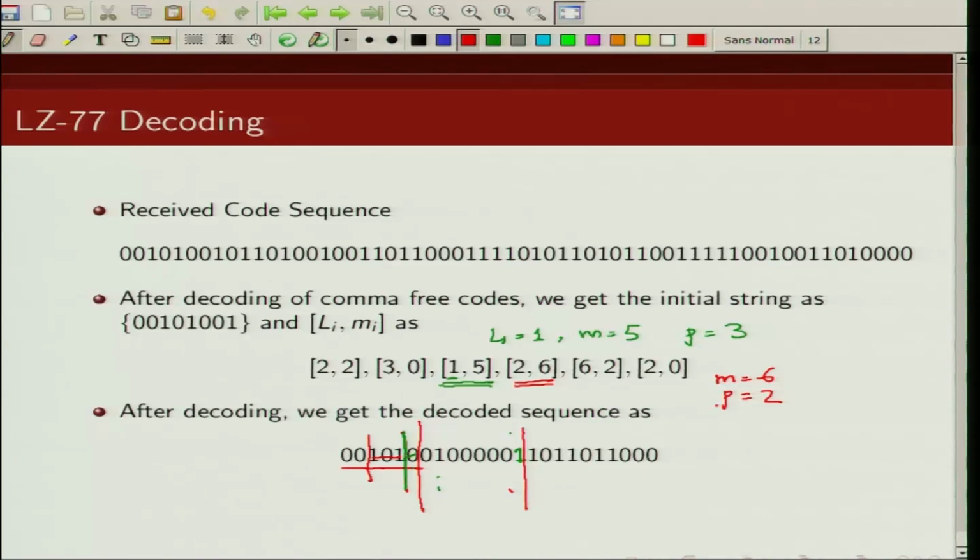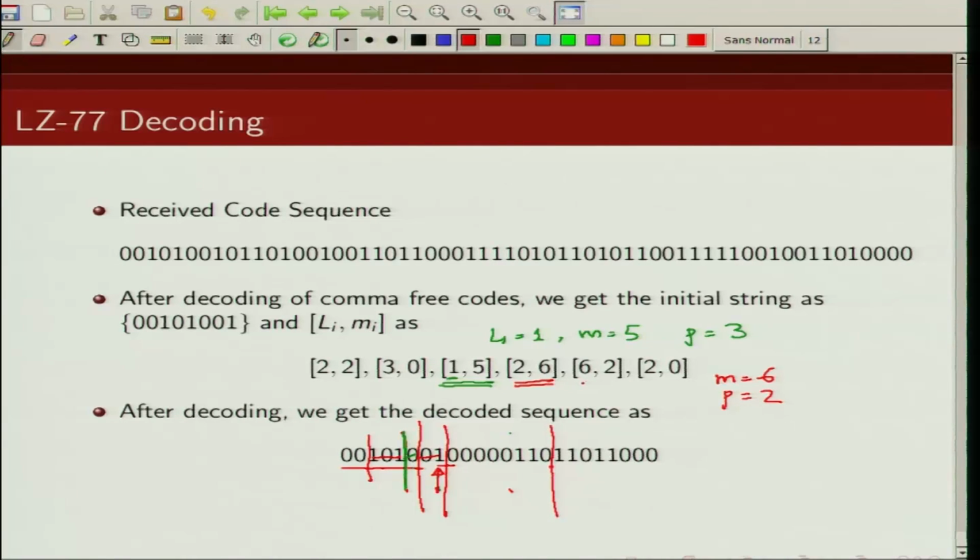So if you look at P equal to 2, that is this, right, and you have a match of length 2, that is 1 0. You append this to your dictionary and remove the next bit. So your new dictionary is actually this.